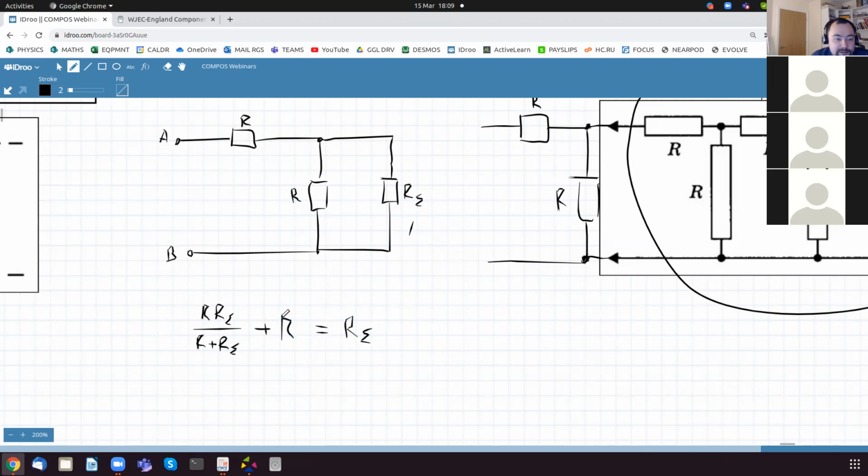Okay, does everything make sense so far? Type a number from 1 to 10, please, if you understand what's going on up to here. Okay, a couple of 8s.